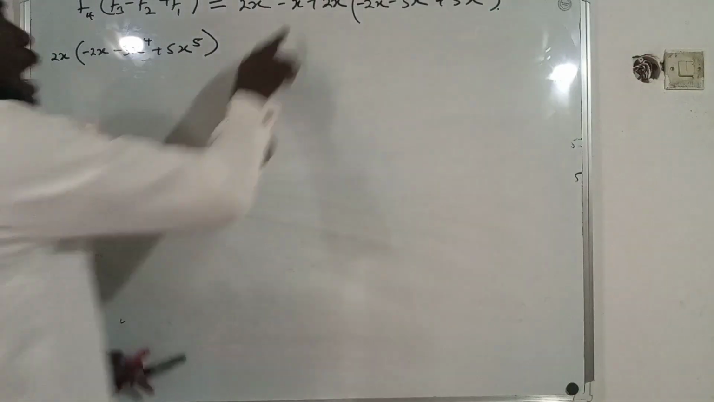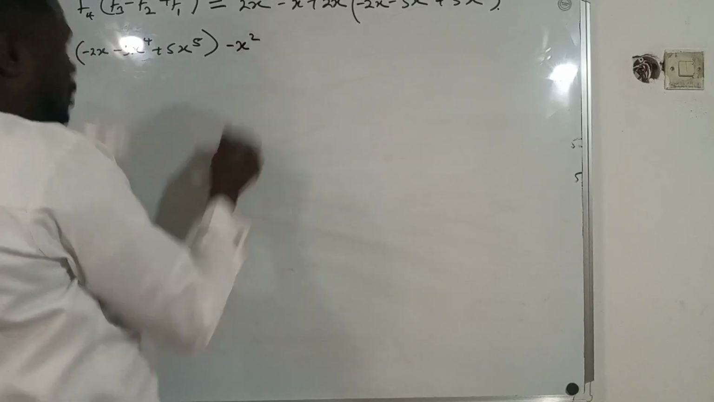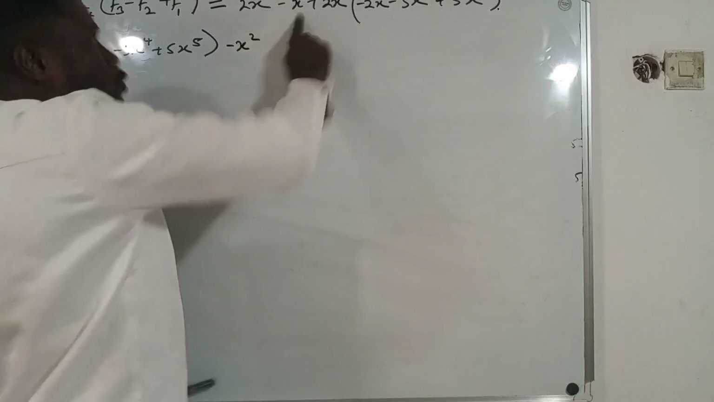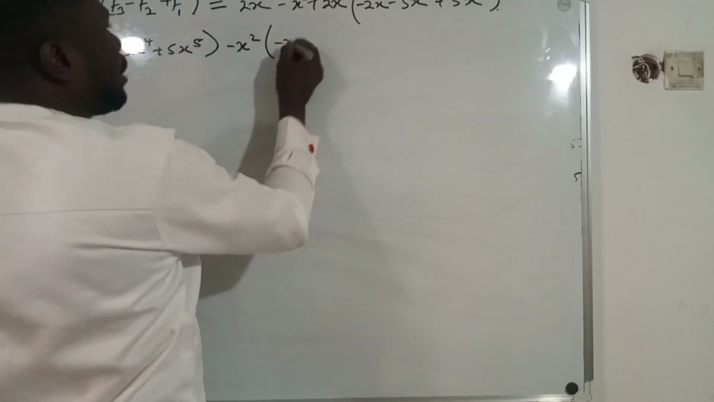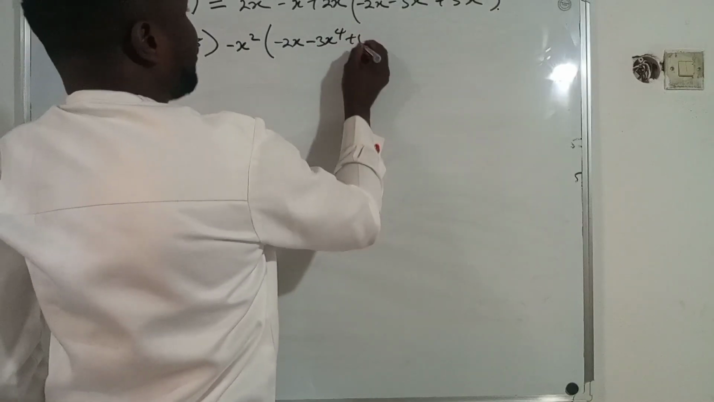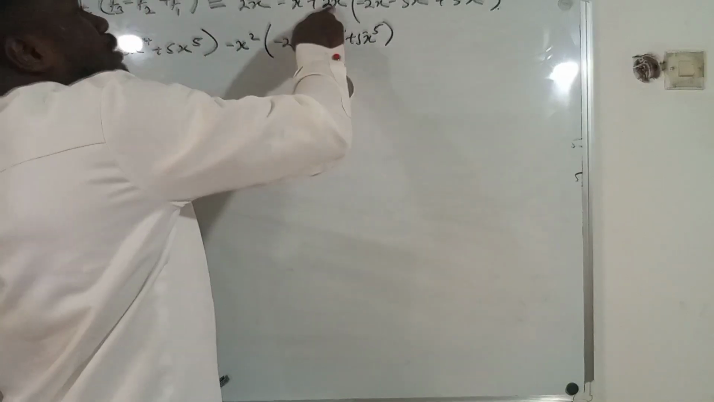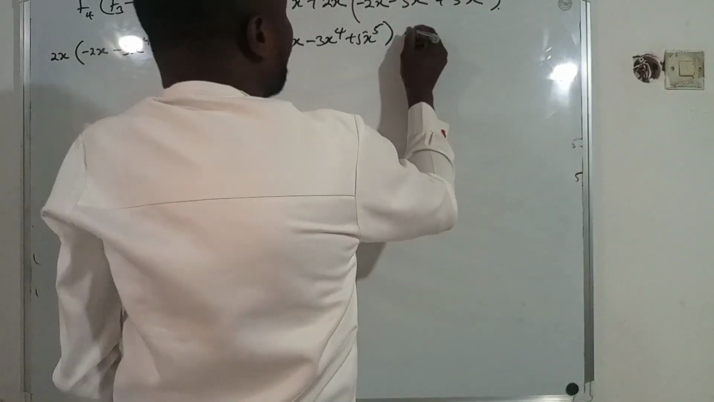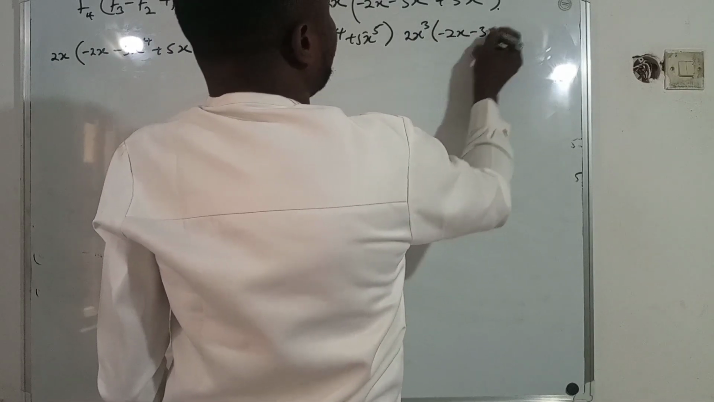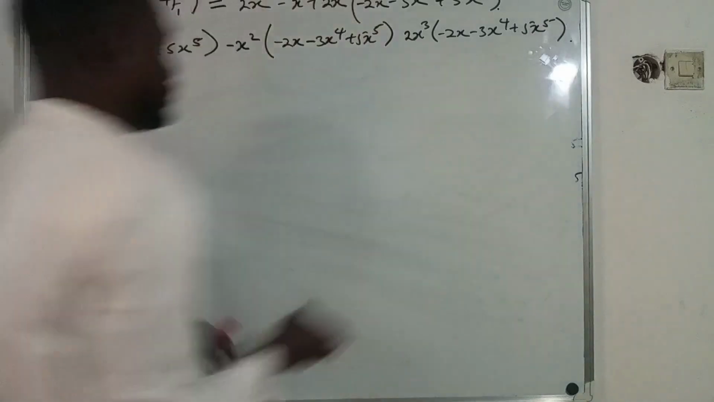It means first I will use this one into this. Now I will go for the second term of F4, which is minus x squared. Minus x squared into minus 2x minus 3x raised to power 4 plus 5x raised to power 5. You close the bracket. You go again. You take the third term, which is 2x raised to power 3 into minus 2x minus 3x raised to power 4 plus 5x raised to power 5.